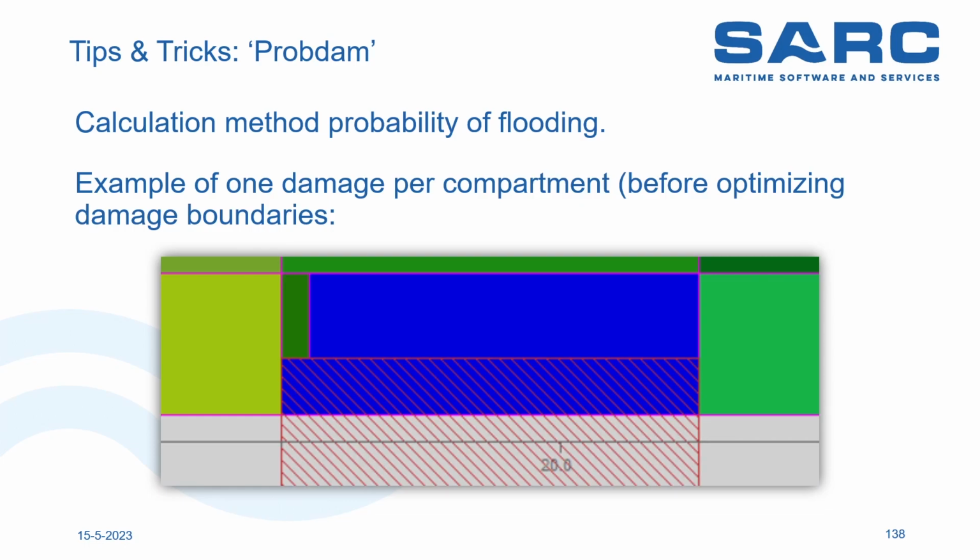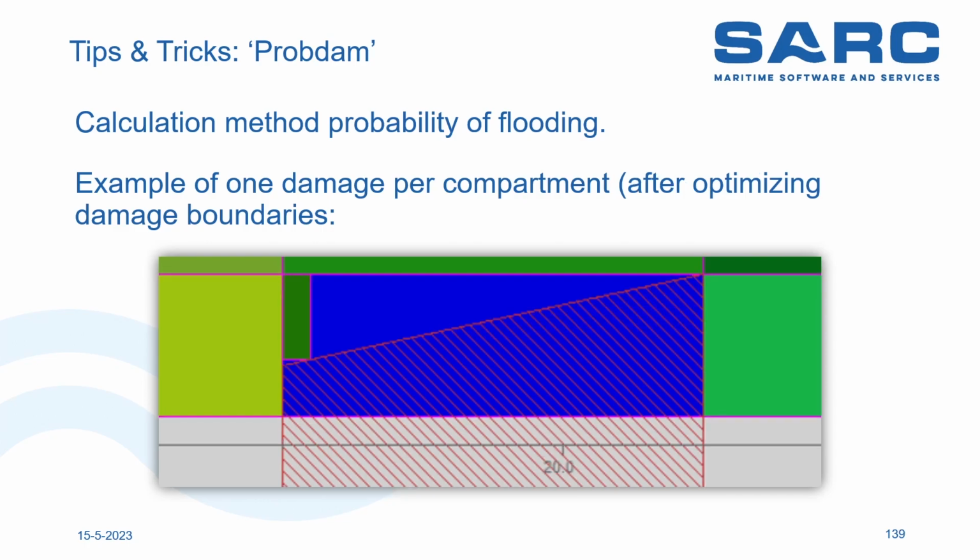With the example of one damage per compartment, it just uses the boundaries of compartments. And as you can see, it will first define this intrusion for this damage case. But this is a one compartment damage case, and after optimizing, it will make this fit. So it's optimizing the penetration depths to get the largest probability of occurrence.